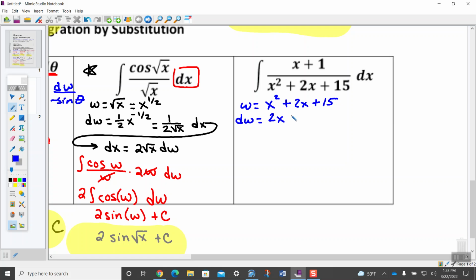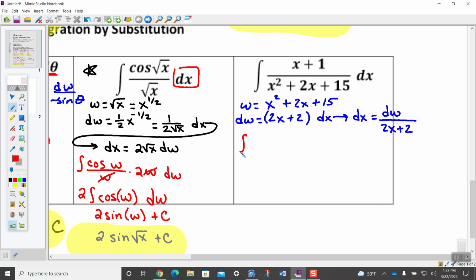2x plus 2 with respect to what? So from this, if I wanted to get dx alone, what's dx going to equal, my friends? dw over 2x plus 2. Very good. dw. Okay. What's next then, kids? We've rewritten some things, and we should probably now do what? Substitute, absolutely. So let's rewrite the problem with substitution.